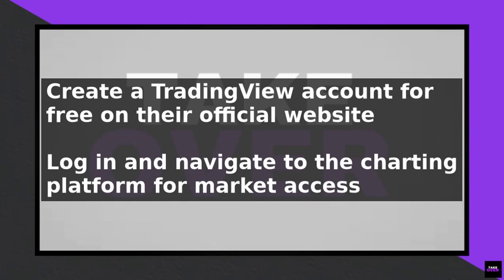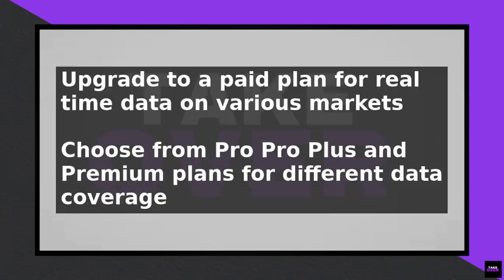TradingView offers real-time data on various financial markets, including stocks, forex, and cryptocurrencies. To access real-time data, you need to upgrade to a paid plan, as the free version has a delay of around 15 minutes. The paid plans offered by TradingView are Pro, Pro Plus, and Premium.